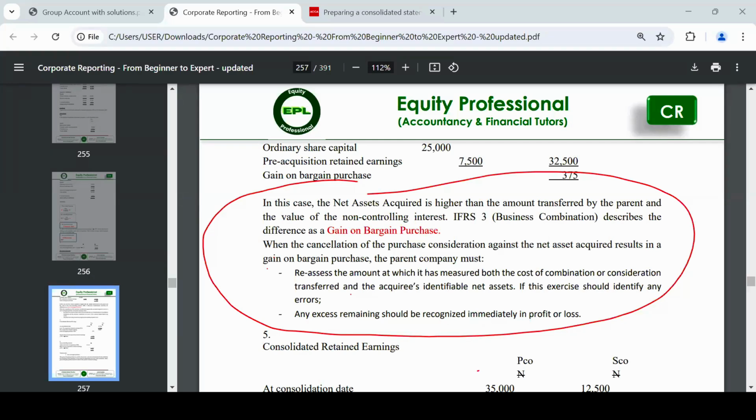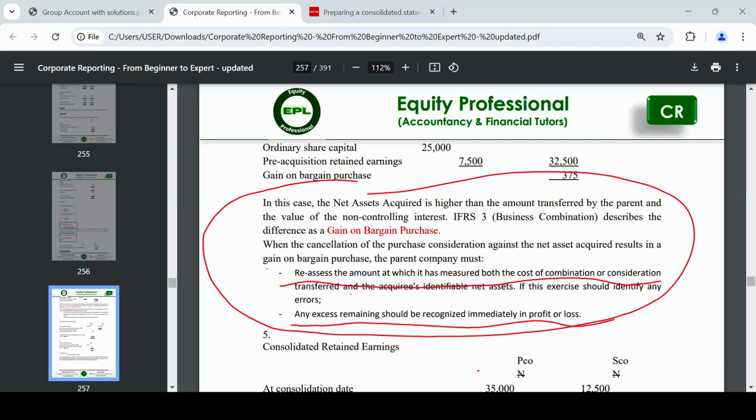Now, when the cancellation of purchase consideration against net assets acquired results in a gain on bargain purchase, the parent company must, number one, reassess the amount at which it has measured both the cost of combination or consideration transferred and the acquiree's, that is the subsidiary's, identifiable net assets. If this exercise should identify any errors, any excess remaining should be recognized immediately in profit or loss. Meaning that the expectation is that there should rather be a goodwill on consolidation.